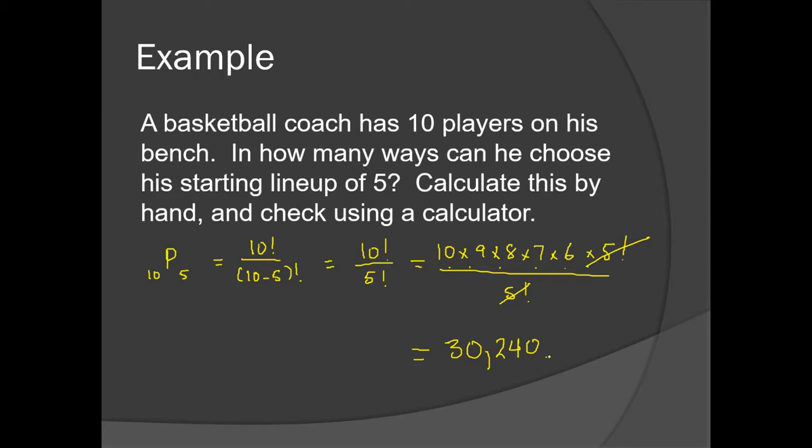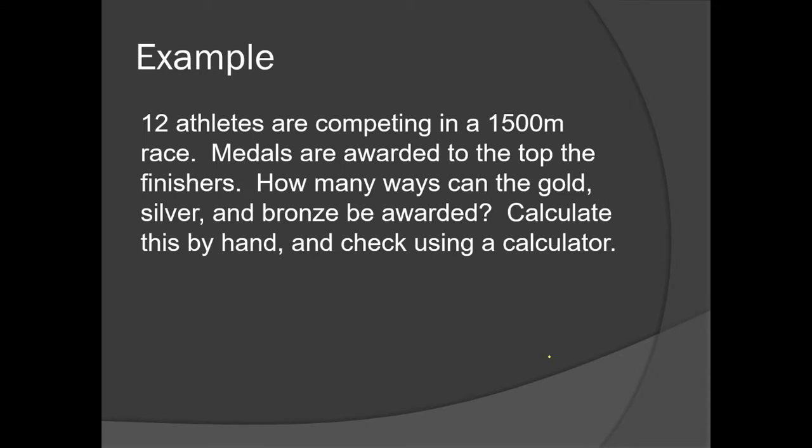Try the next one to finish things off for today. Maybe try setting it up by hand first and then try it on your calculator. If you want to try this on your own, pause the video, and unpause it when you're ready. Otherwise, here we go. We have 12 athletes here, and prizes or medals are awarded to just the top 3 finishers. So you get a gold, silver, and bronze medal. Of the 12 people, we are selecting 3 and arranging them specifically in an order: gold, silver, bronze.